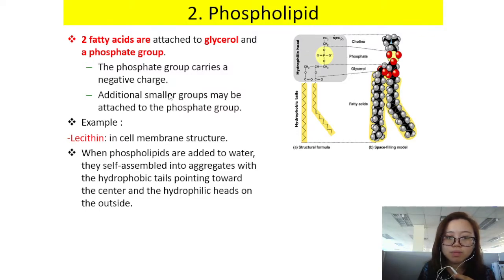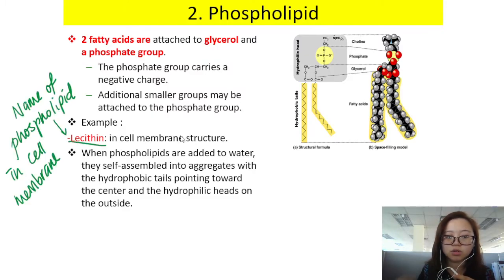The most common example of phospholipid that we use is lecithin, which is the thing in your plasma membrane lah, in your cell membrane. When phospholipids are added to water, they self-assemble into aggregates with the hydrophobic tails pointing toward the center and the hydrophilic heads on the outside.